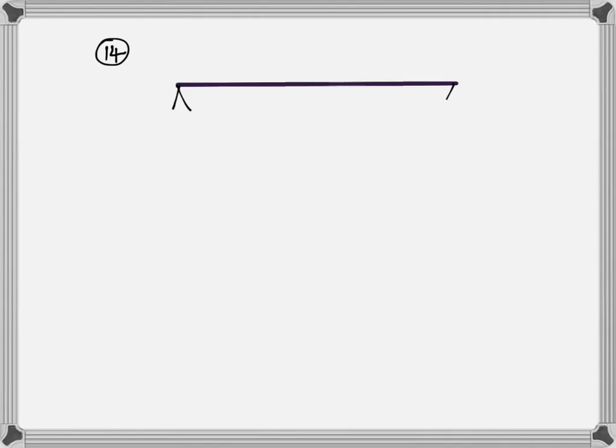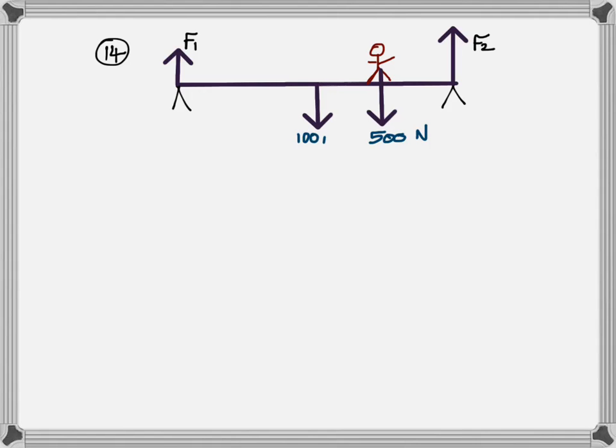Number 14, here it is. Okay, 500 Newton person stands there, and the weight is 100 Newton. I must have shown it a little bit smaller anyway. Isn't that what the question says? 500 Newton person. And there are two support forces, F1 and F2. And we know that the total up is equal to total down, so F1 plus F2 should be 600, isn't it? Yeah. F1 plus F2 should be 600.